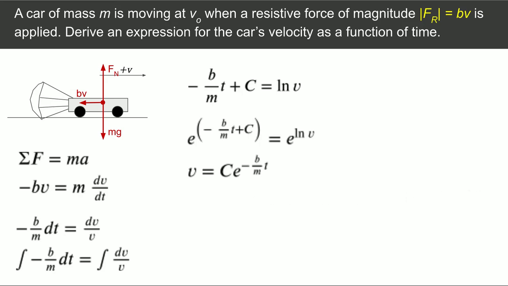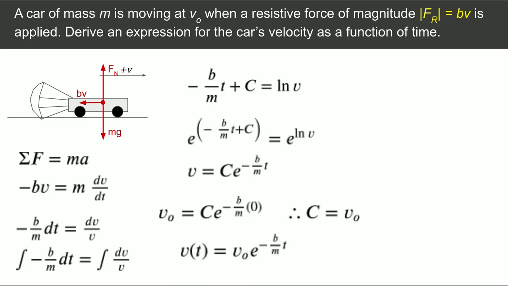So now we'll use the initial conditions to figure out what that constant is. We will use t equals 0 and v sub 0 as our velocity. So we plug in 0 for t and we put in v sub 0 for v, and then we figure out that c would actually equal v sub 0. And so now we could write our final function as a function of time with v sub 0 as that constant times e to the negative b over m t.